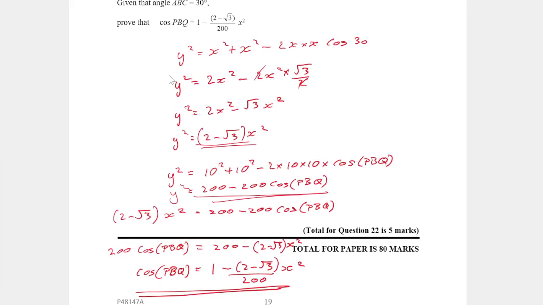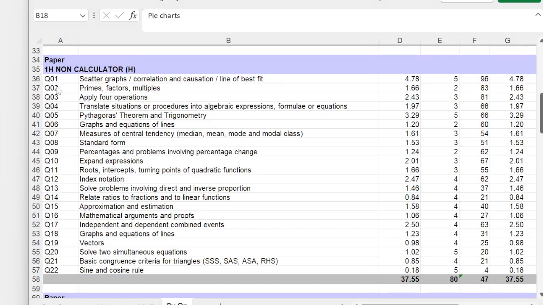Okay, so that brings us to the end of the paper. I'm just going to bring up the skills map. Okay, so that was 22 questions. There is the topic that each question was on. So, for example, if you struggle particularly on question 14, that was relate ratios to fractions and to linear functions. So that might be where you focus some of your independent revision.